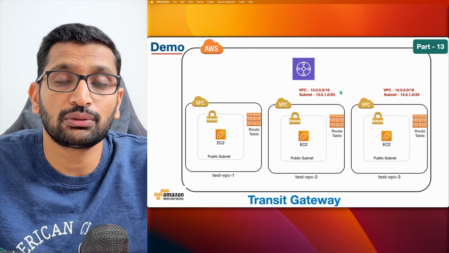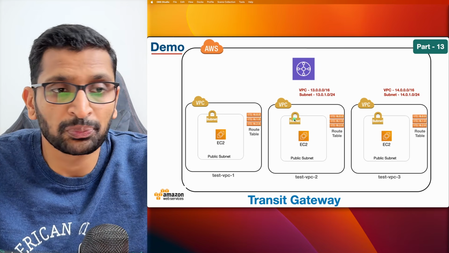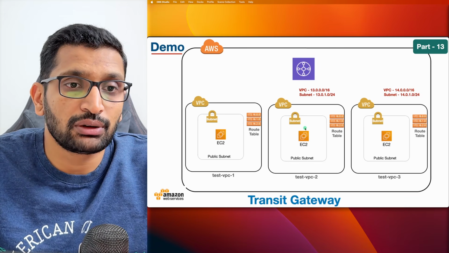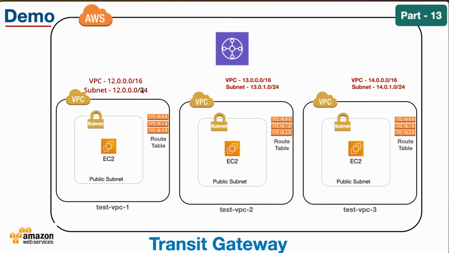One more quick note which I forgot to tell you before creating the transit gateway is the IP ranges of your VPC2 and VPC3. For VPC1, we have used 12.0.0.0/16 for the VPC and 12.0.1.0/24 for the subnet. Here in the VPC2, you cannot use the same IP ranges, so you need to change it.